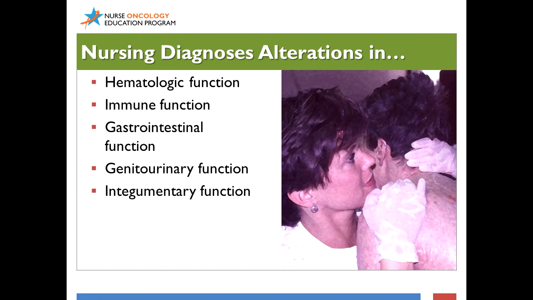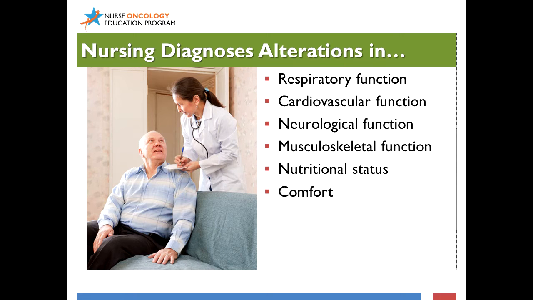And you can see here in this slide, we are going to discuss different nursing diagnoses related to alterations from hematologic function going down through the GI system, the GU system, looking at skin, also focusing on the respiratory function, cardiovascular, nutritional status, and comfort.